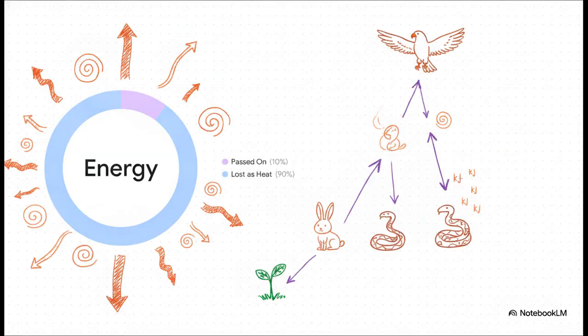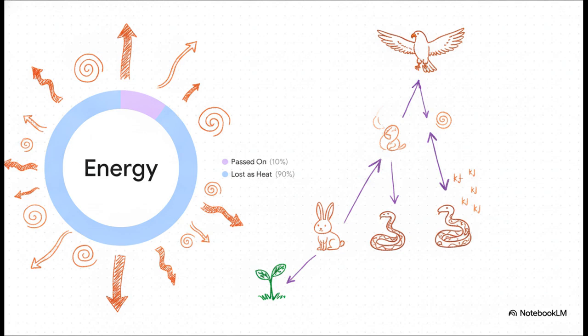Let's break down that 10% rule. As energy moves up the chain, a massive 90% of it is lost. Actually, scratch that. It doesn't just vanish into thin air. It's lost as heat. The animal uses it up just for living. Breathing, moving around, staying warm.